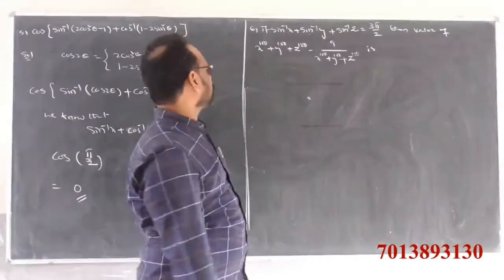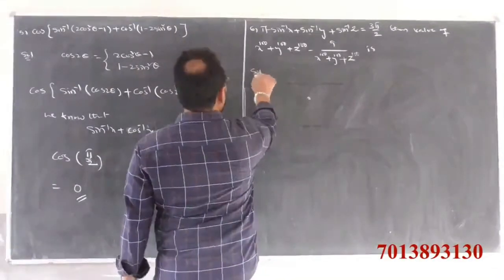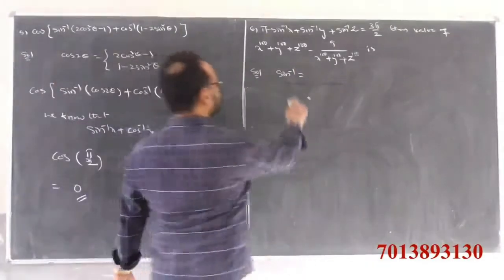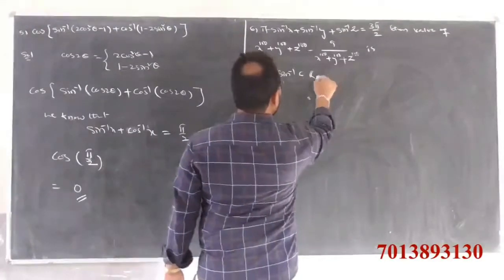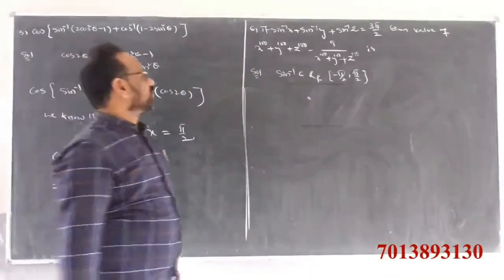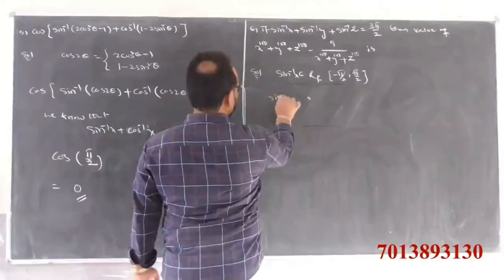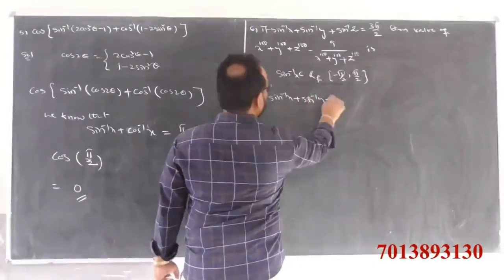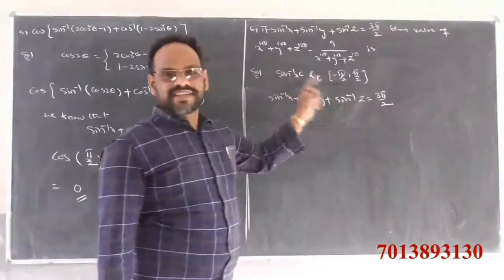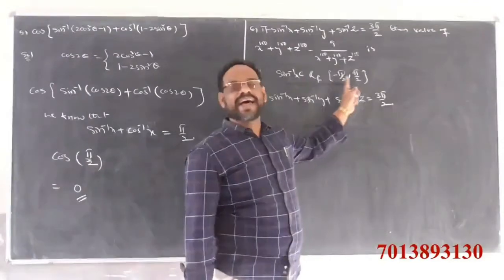Next, the sixth one. If sin inverse x plus sin inverse y plus sin inverse z is equal to 3 pi by 2. Already we know the range of the sin inverse function is minus pi by 2 to plus pi by 2. So the minimum is minus pi by 2 and the maximum is plus pi by 2.